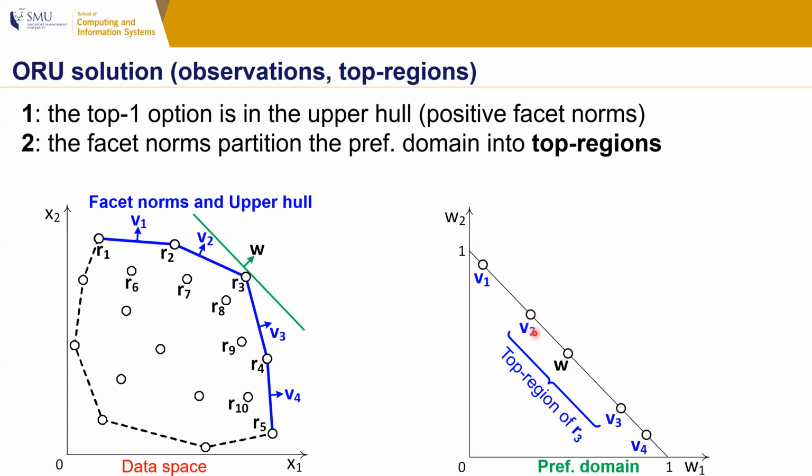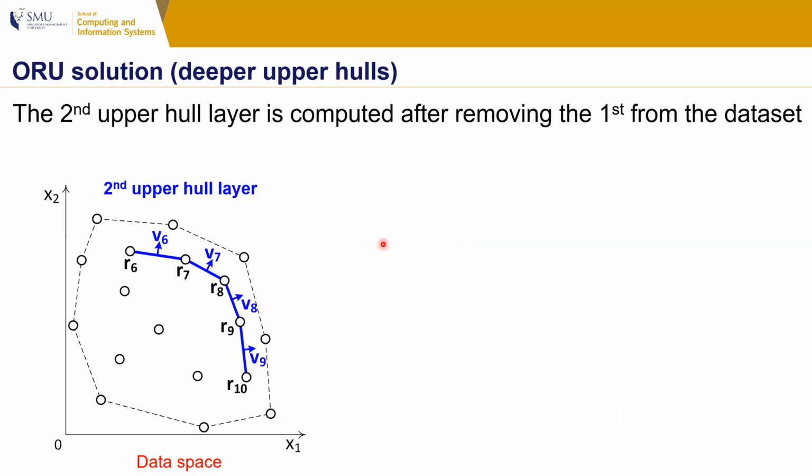For any preference vector within, for example, v2 and v3 in this interval, the top option is going to be record R3. Therefore, we call this the top region of R3. We can, of course, define the same kind of partition for the second upper hull layer. This means that if I remove the upper hull layer records from my dataset and compute the upper hull in the remaining records, then the upper hull I will get is the one shown here in blue. This is the second layer, as we call it, of the hull.